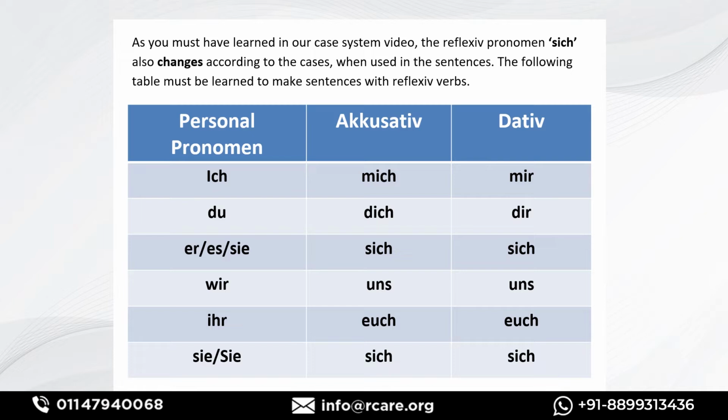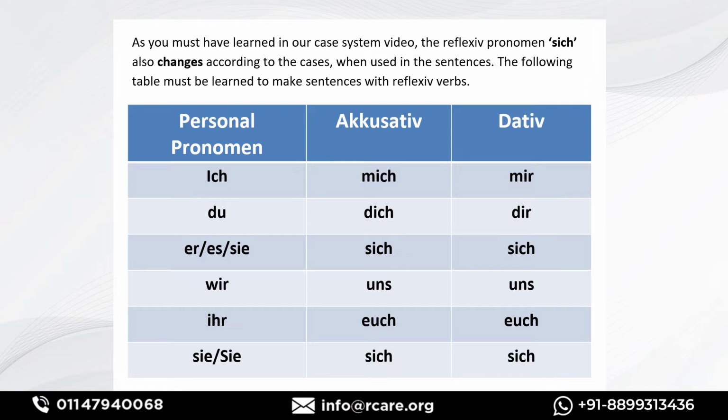But for er, sie, es, wir, ihr, sie and capital Sie, which means formal you, for these pronouns we always use the same reflexive pronouns. For example, for er, sie, es, be it in accusative case or in dative case, we always use sich. With wir we use uns, with ihr we use euch, and with sie we use sich again.